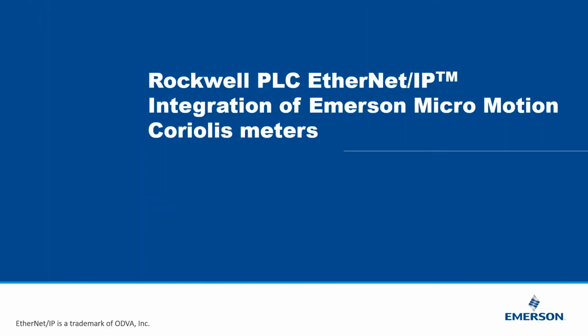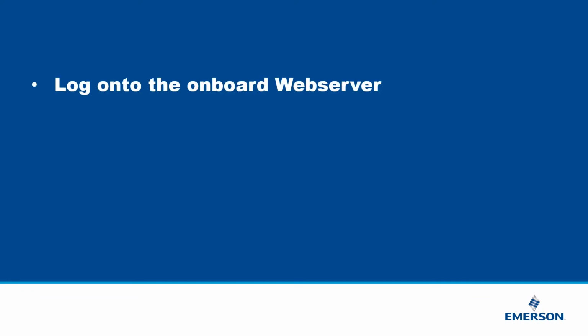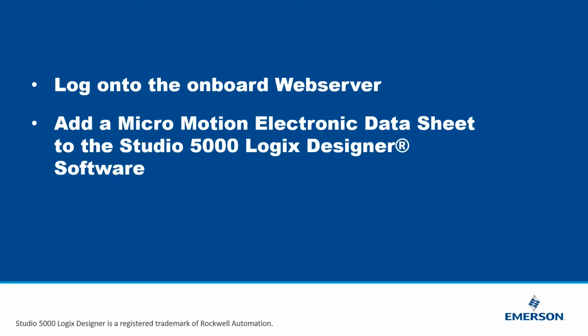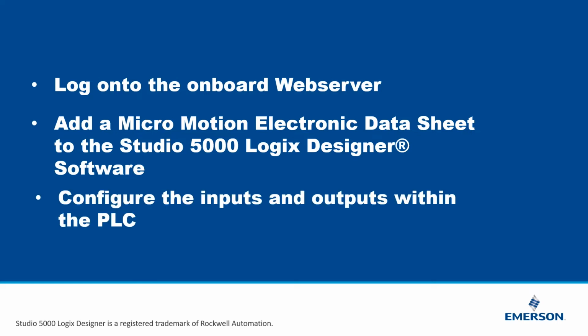In this video, we will demonstrate how to integrate an Emerson Micro Motion Coriolis meter with EtherNet/IP to a PLC with Rockwell Studio 5000 Logix Designer software. The objectives for this video are to log onto the onboard web server, add a Micro Motion electronic data sheet to the Studio 5000 Logix Designer software, and configure the inputs and outputs within the PLC.